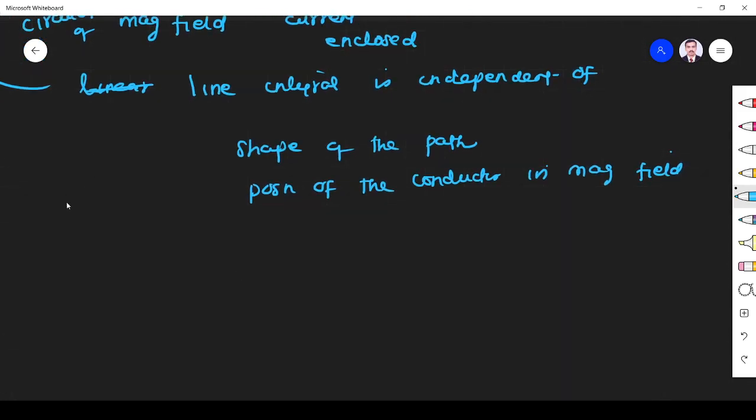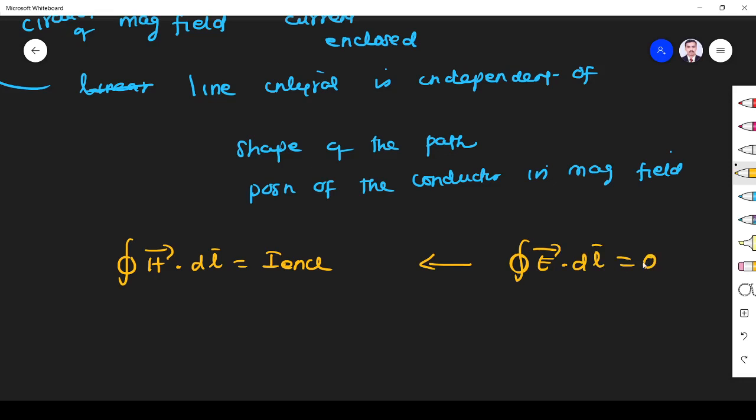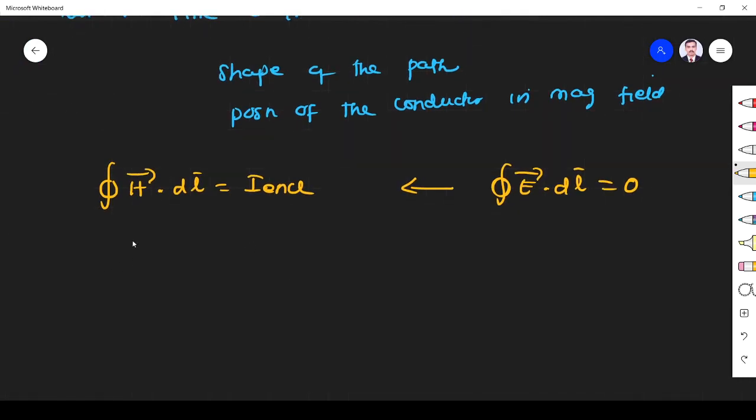Now we have the integral form of Ampere Circuital Law, which states that closed integral H dot dl is equal to I enclosed. I hope you must have seen something similar to this in electrostatics. What is that? Closed integral E dot dl is equal to 0, right? We will see the comparison soon. Now we will see one more point, H dot dl is equal to I enclosed.